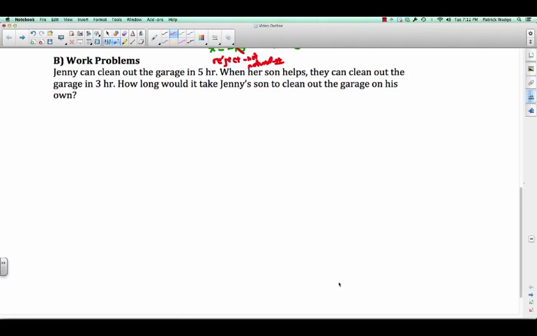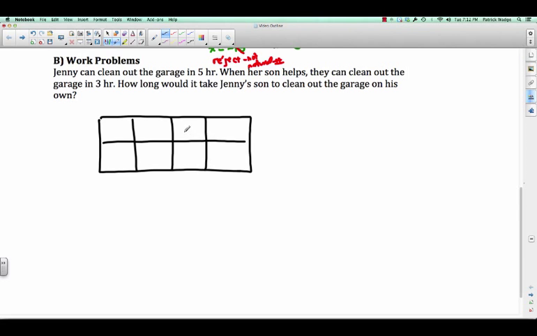Alright, to solve these, you're going to make a little table. And what you're going to put in the table is the names of the people. You're going to put the time they take if they're alone. You're going to put how much is done after 1 hour. After 1 hour.